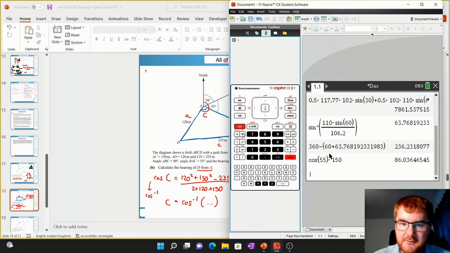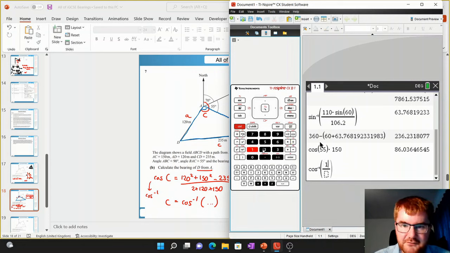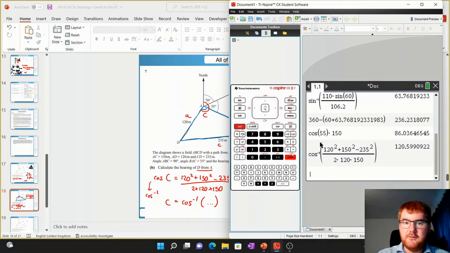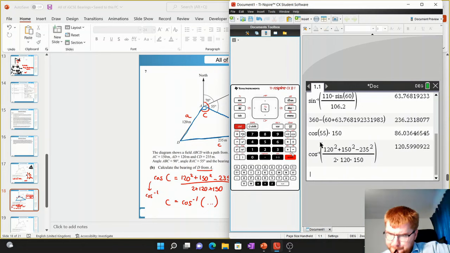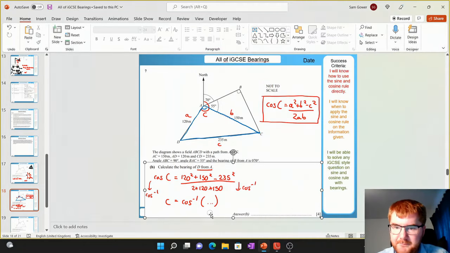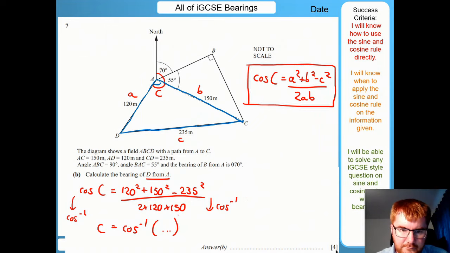Okay, so first of all, let's get that inverse cosine function going and a fraction, and here we go. So 120 squared plus 150 squared. It's important to improve your fluency with using the calculator so you can use it at speed and do it accurately. That's very important. If we pop it in here and then press the big button at the end, we then get our angle of 120.59. And in order to work out the bearing, I'm just going to write that in very quickly, 120.59, just for the examiner.